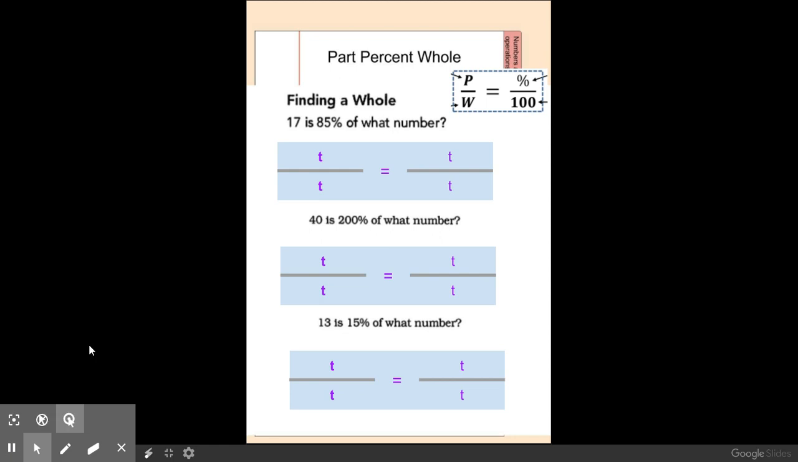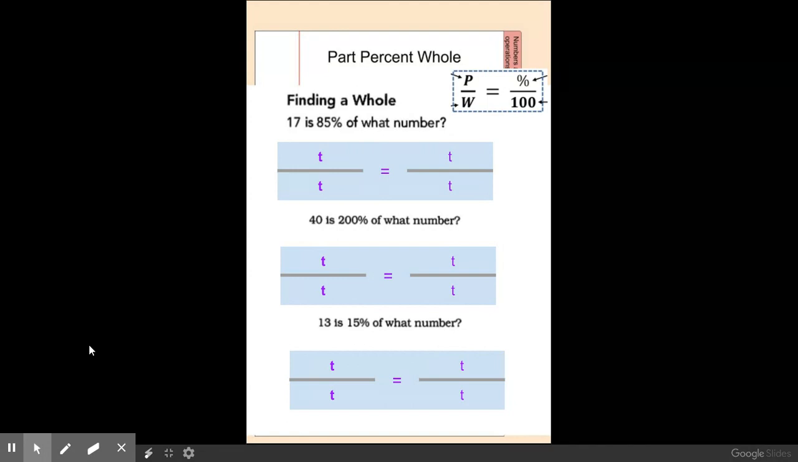All right, so we're continuing proportions with finding the part, percent, or whole of a problem. So in the upper right, you have how it should be set up for your proportions. The P stands for part.